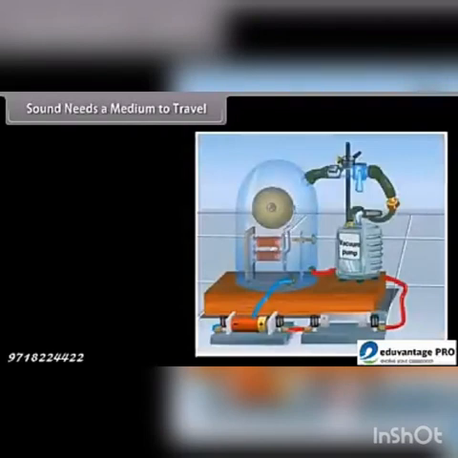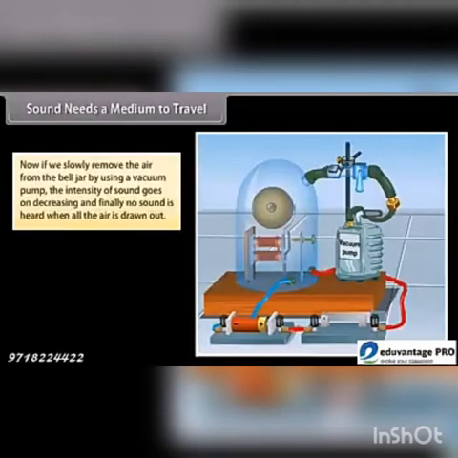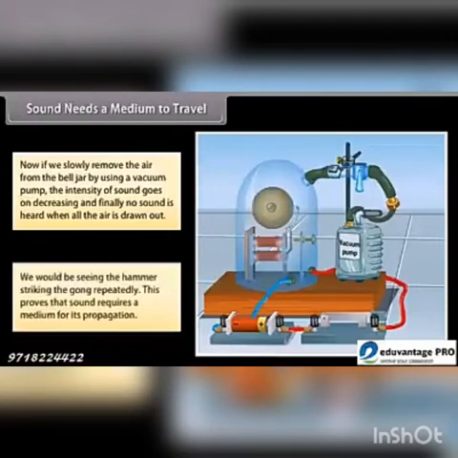Here, an electric bell is suspended inside an airtight glass bell jar connected to a vacuum pump. As the electric bell circuit is completed, the sound is heard. Now, if we slowly remove the air from the bell jar by using a vacuum pump, the intensity of sound goes on decreasing and finally no sound is heard when all the air is drawn out. We would be seeing the hammer striking the gong repeatedly. This clearly proves that sound requires a medium for its propagation.